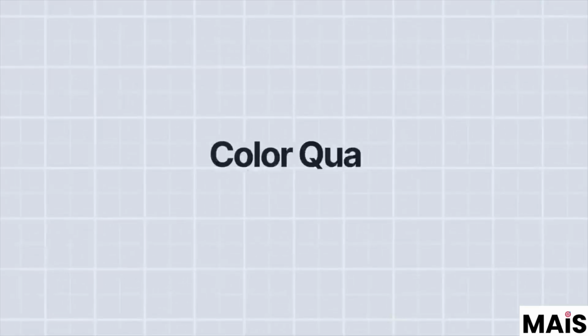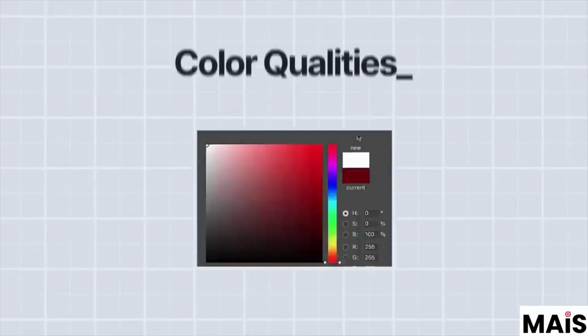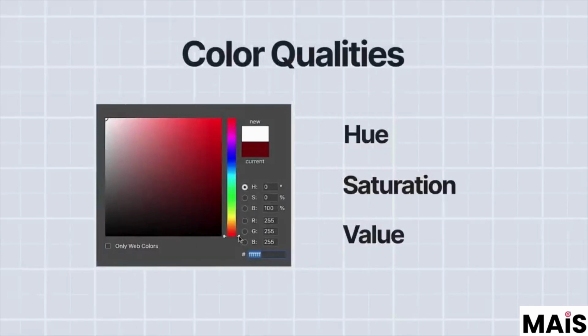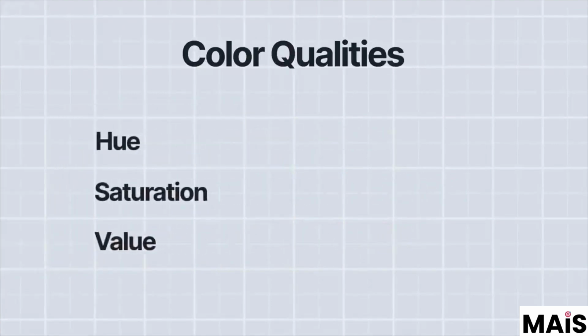Now let's take a look at color qualities. That would be hue, saturation, and value. Hue is any color on the color wheel. It is another word for color, while saturation is the intensity or the purity of the color. So this controls if we want the color to look more saturated, meaning vibrant, or desaturated, meaning dull. Value has to do with how light or dark a color is. This is where we get into shade, tint, and tone.